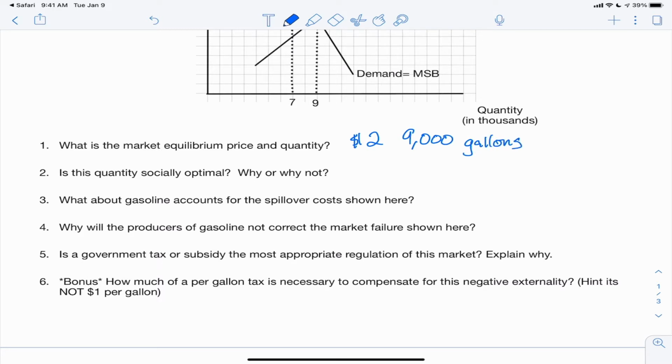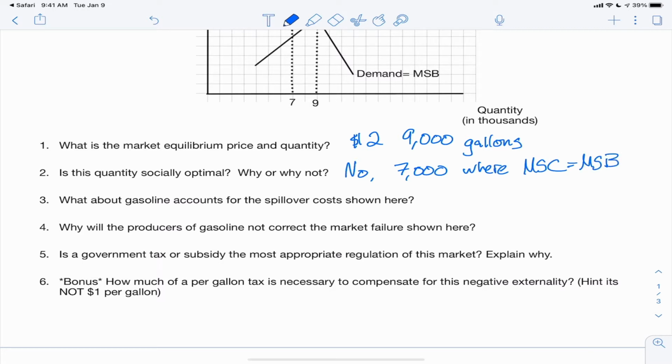Is this quantity socially optimal? No, it is not. Of course, the socially optimal is AP code for allocative efficiency. And allocative efficiency takes place when the marginal social cost equals the marginal social benefit. And we can see that the marginal social cost and marginal social benefit curves intersect at a quantity of 7,000 gallons. So we would say no, this is not allocatively efficient. The allocatively efficient quantity takes place at 7,000 gallons, where marginal social cost equals marginal social benefit.